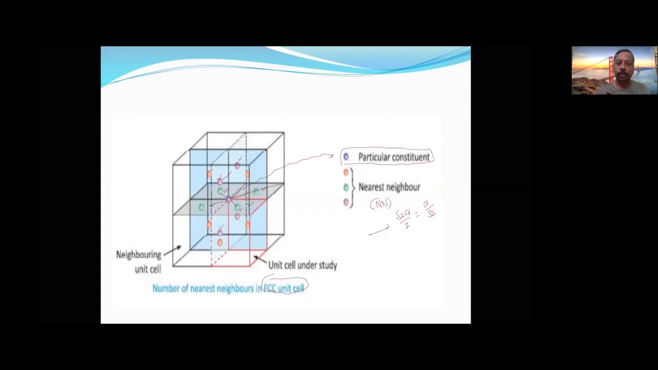Okay, so here the number of nearest neighbors is how many? Total 4, 4 and 4. All of them are 12. Okay, this is called the coordination number also. That is why we call the coordination number of FCC 12. Okay, why is it 12? Is it understood? There is nothing new about the coordination number. Coordination number is the number of nearest neighbors.